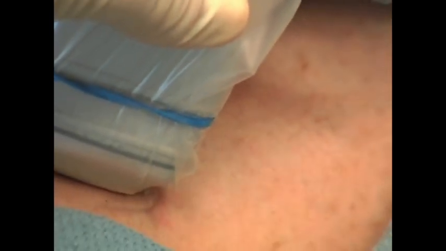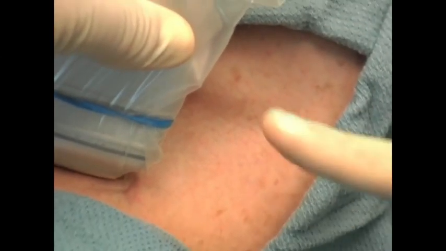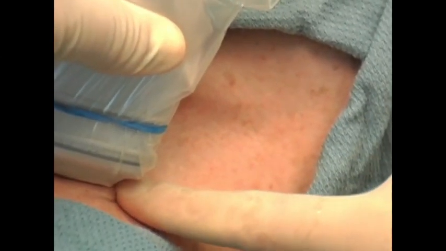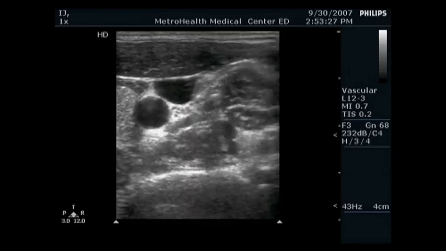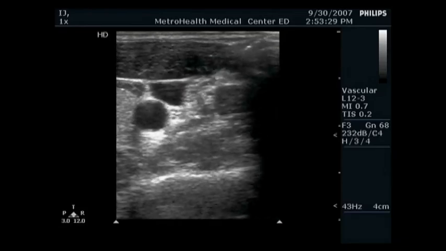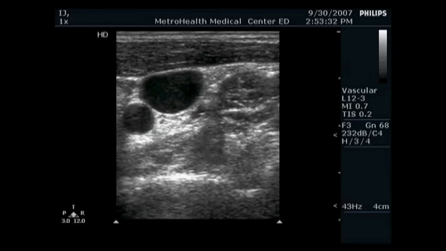And he'll check the location of the transducer by depressing the skin on the right side of the transducer while looking at the ultrasound screen to watch the corresponding deformation of tissue on the right side.